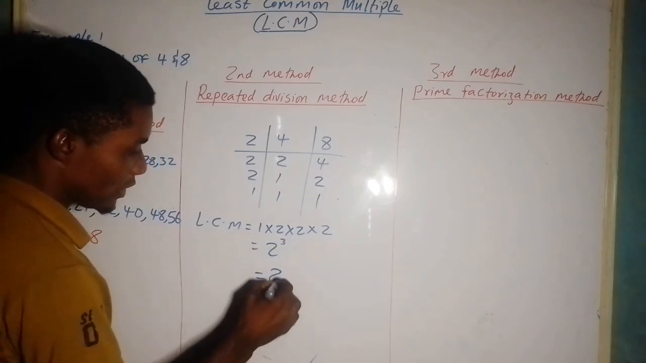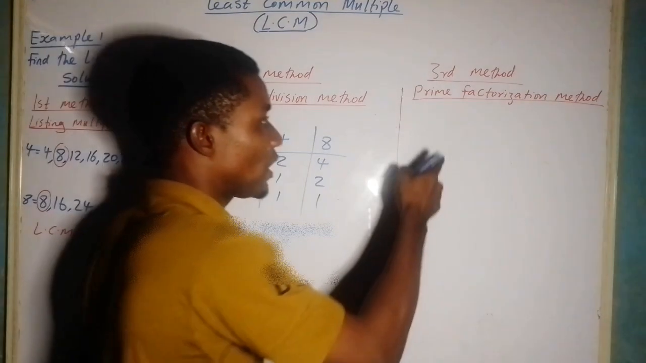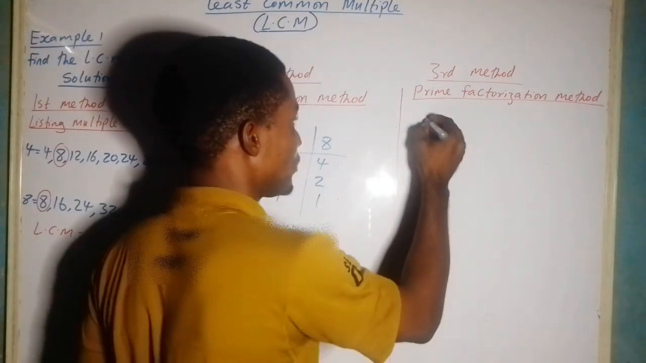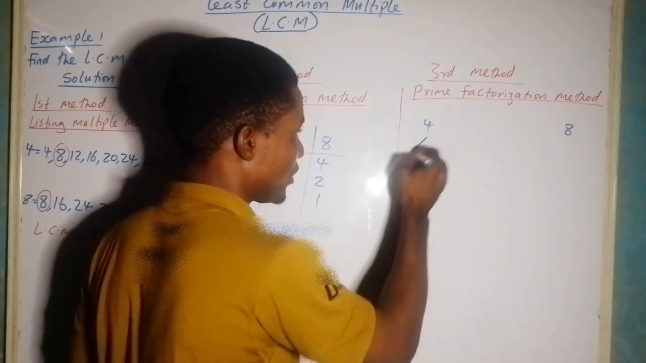4 times 2 is what? Is 8. So our LCM is 8, as we have it here. Now let's use the prime factorization method. We have 4 and we have our 8.